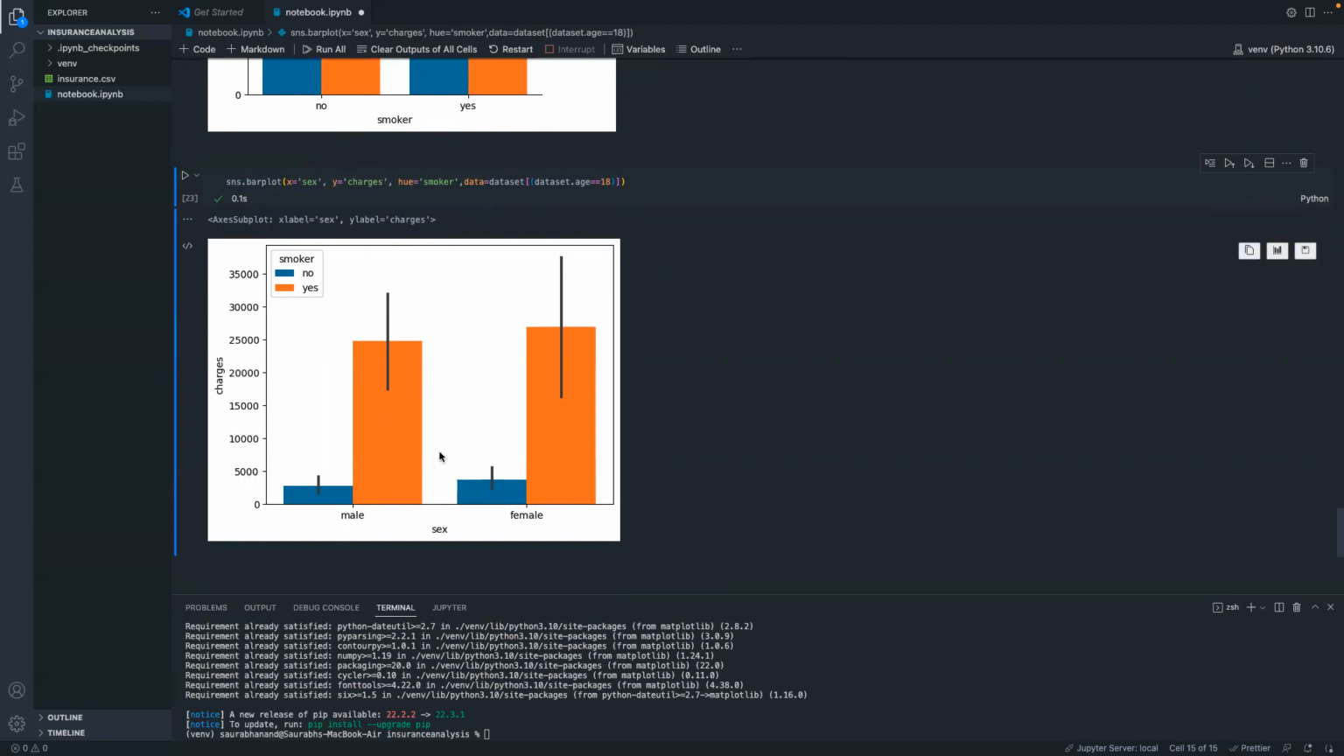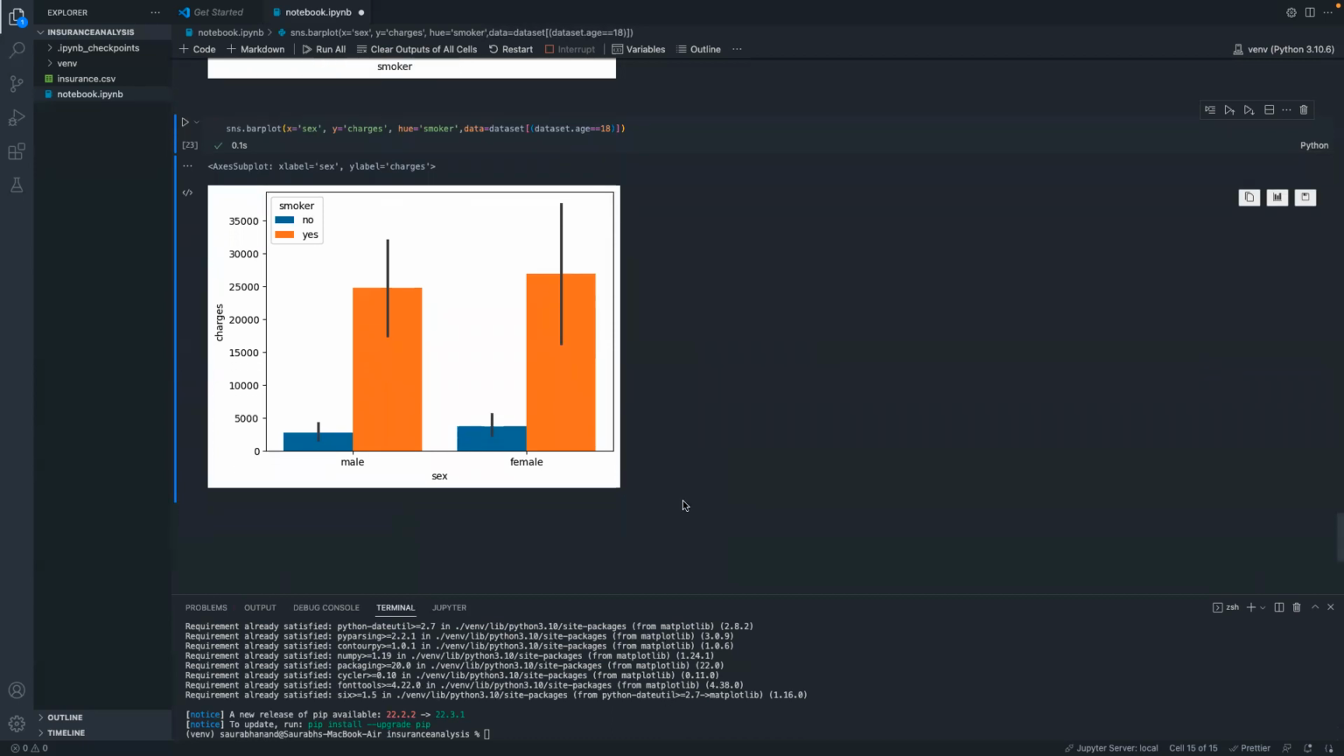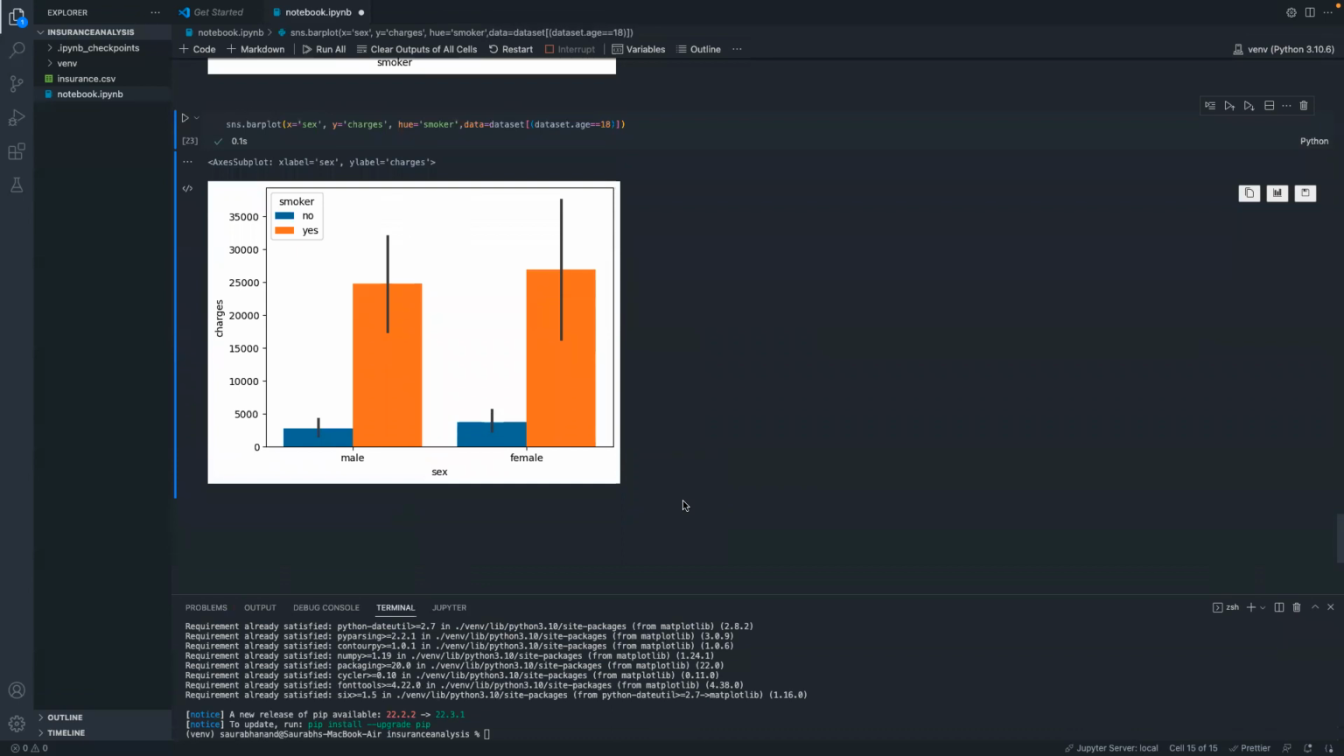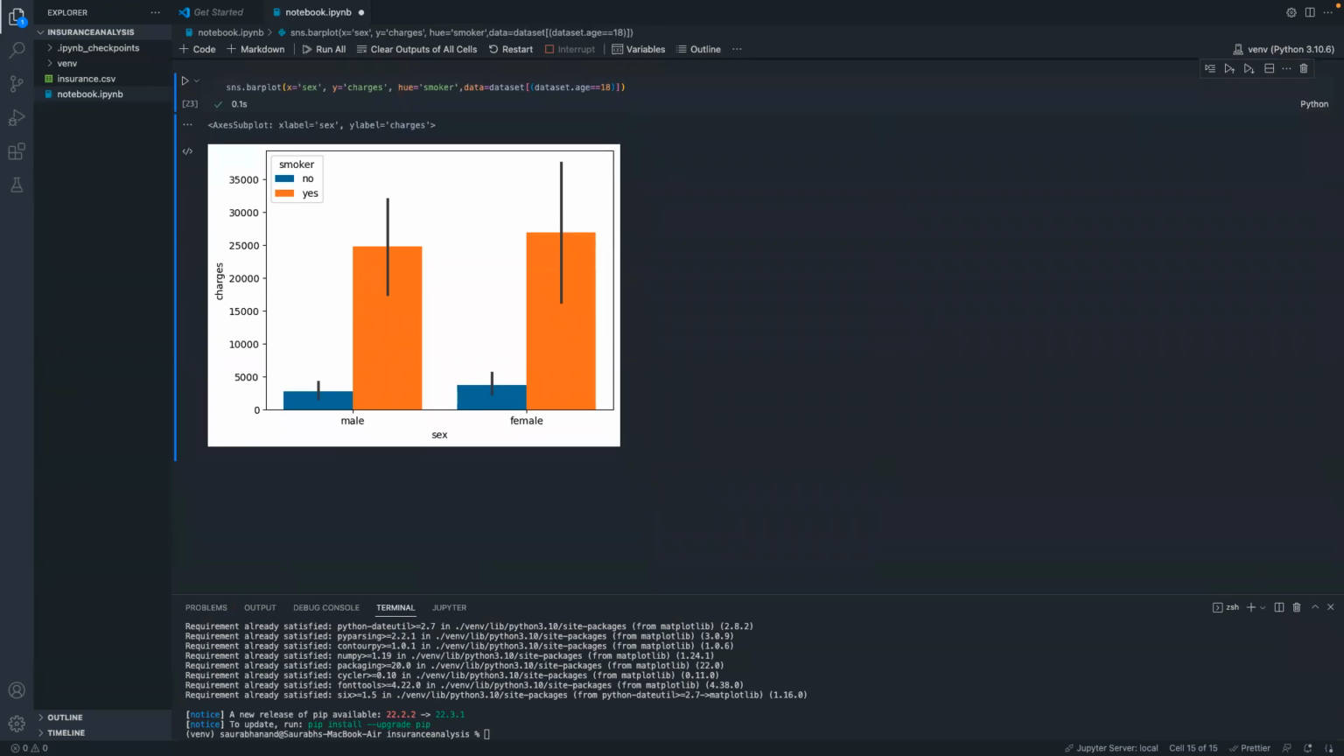So you can see here for the people who smoke, they are also paying even at the age of 18. Smokers spend much more on treatment than non-smokers. So yeah, this is a sort of expected assumption that I had. I just wanted to check that up.